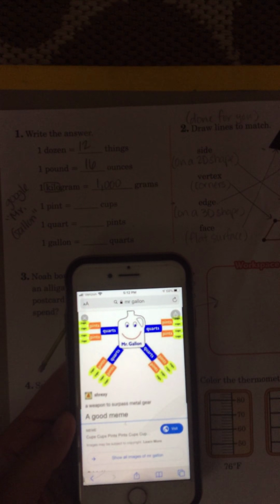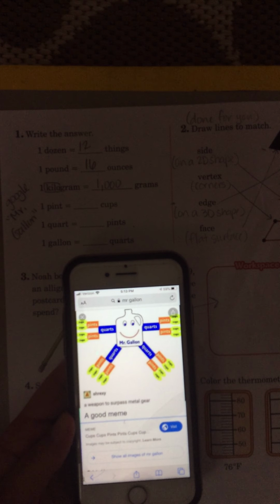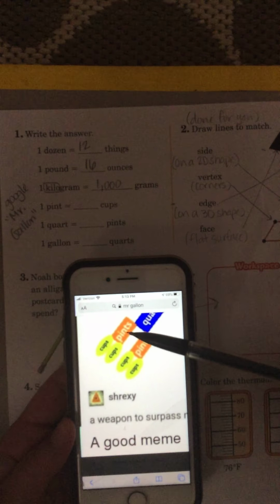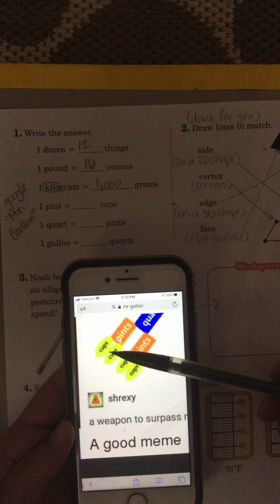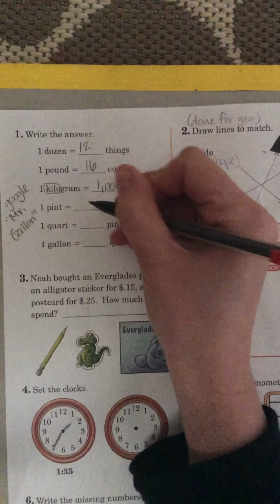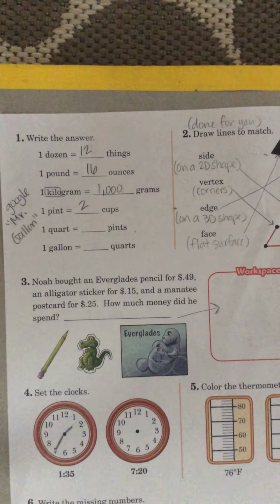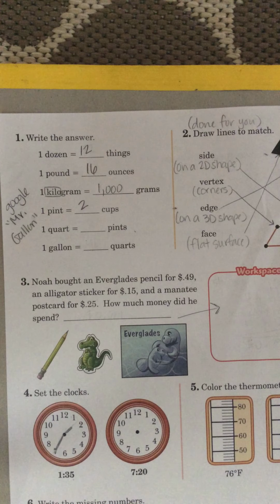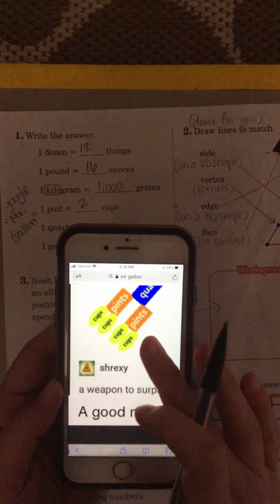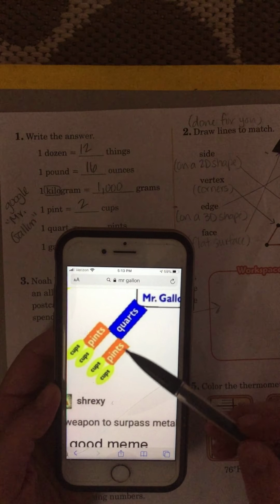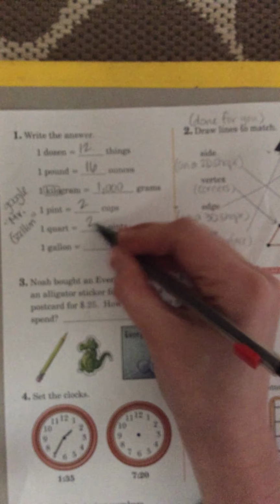The question is asking 1 pint equals how many cups? So I will look at 1 pint. It's touching 2 cups. So my answer on the paper would be 2 cups. Then it says 1 quart equals how many pints? So I look again. 1 quart is touching 2 orange pints. So my answer is 2.